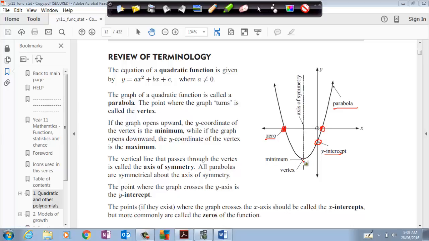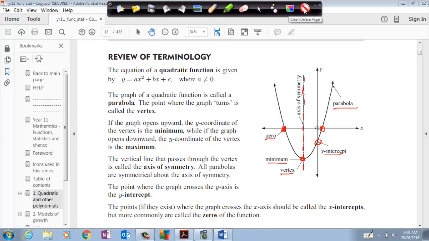Down the bottom we have what's called the vertex or the minimum. Sometimes it's called a turning point, and that lies on the axis of symmetry, which is the line splitting the graph into two symmetrical parts, so it's like a mirror image.